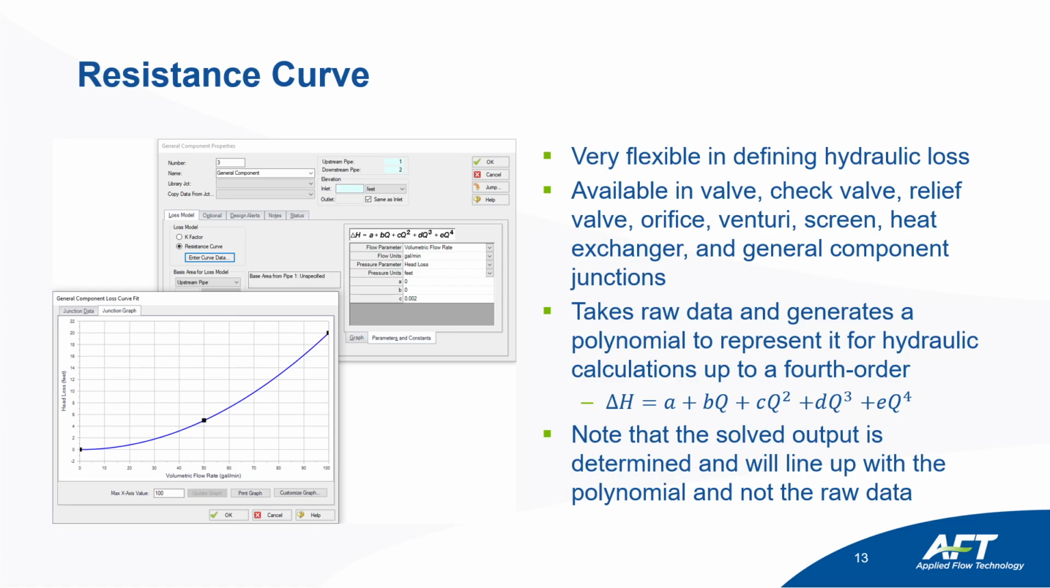And so if you were to go back and look at your polynomial or your raw data, you will see that your outputs line up with the polynomial, not the raw data. That's intentional. That's partly for the resistance curve itself. So you may want to also make sure that your polynomial well defines your raw data. That's something you need to be able to say.